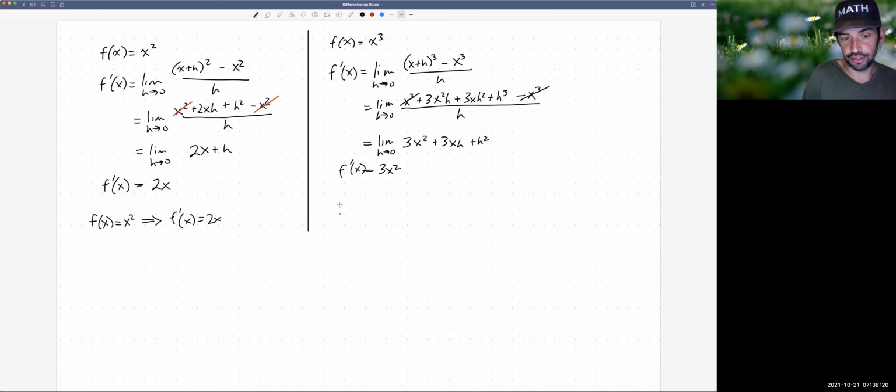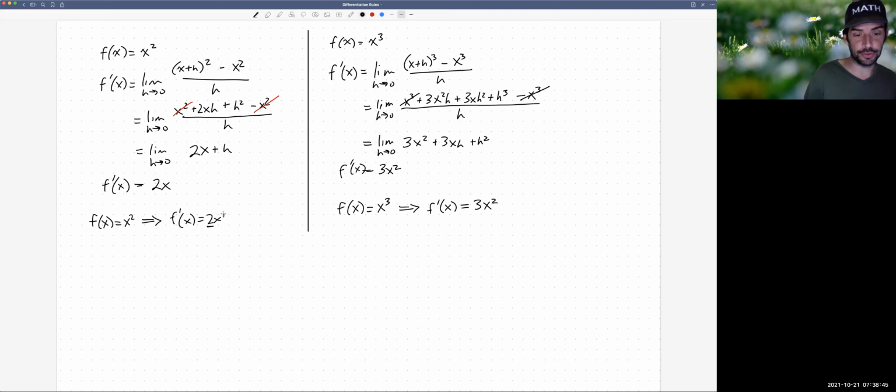So we have now this observation that if f of x is equal to x cubed, its derivative is 3x squared. Okay, so there's a little pattern that's happened here. Notice this exponent ended up here. The exponent of 2 ended up in front.